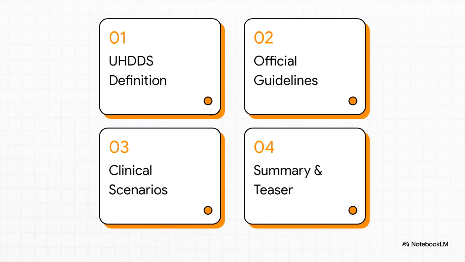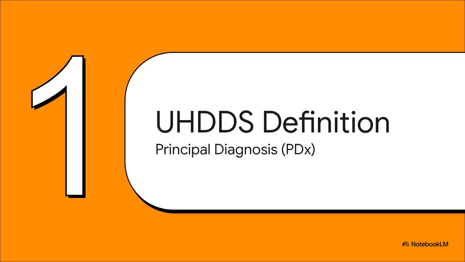Simple as that. Here is our syllabus for today. We'll start with the UHDDS definition of a principal diagnosis, then break down the official selection guidelines, apply those to some real-world clinical scenarios, and finish up with a summary and a teaser for next time. Okay, let's jump straight into Section 1, the UHDDS definition of principal diagnosis.